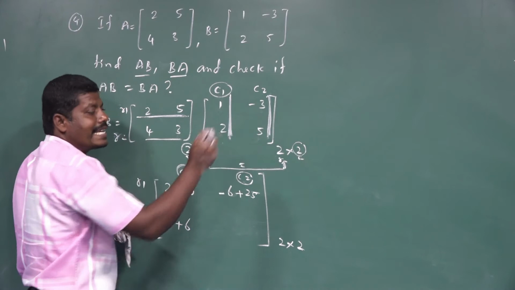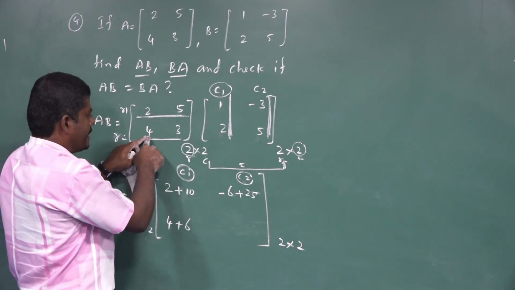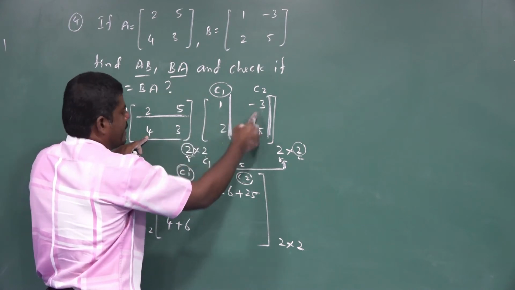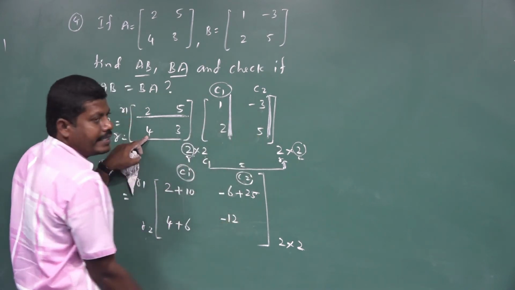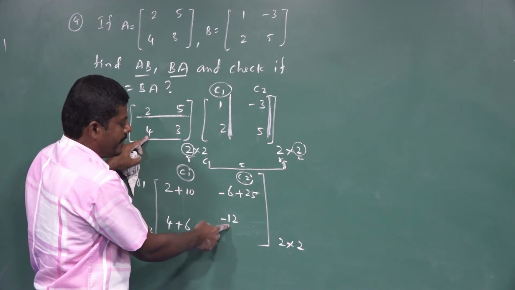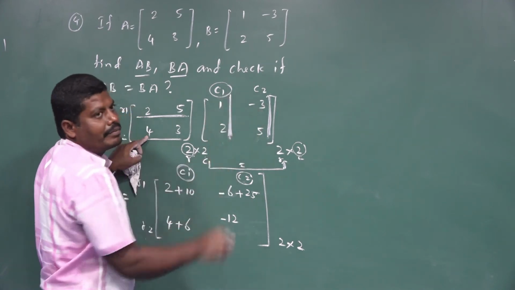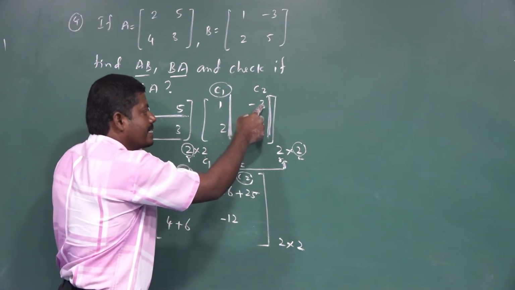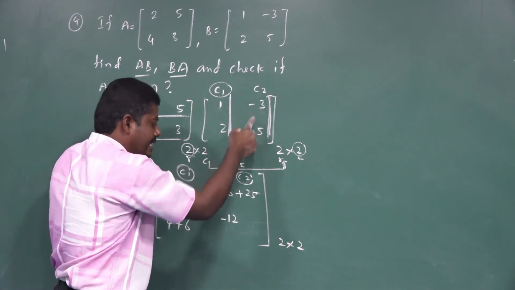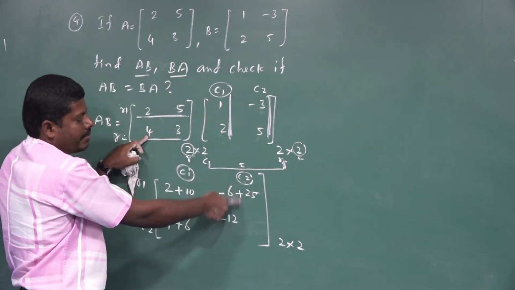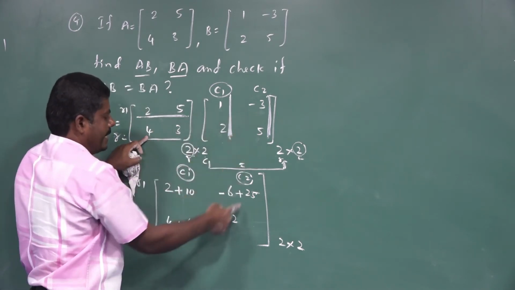Next, same second row, second column. Now you want to multiply the second column. So you take the first element 4, and the first element minus 3. 4 multiplied by minus 3 is minus 12. This minus 12 you write in the second column, because here we are multiplying the second column. That is why the result you should write in the second column. Second column, understand? 4 multiplied by minus 3 is minus 12.